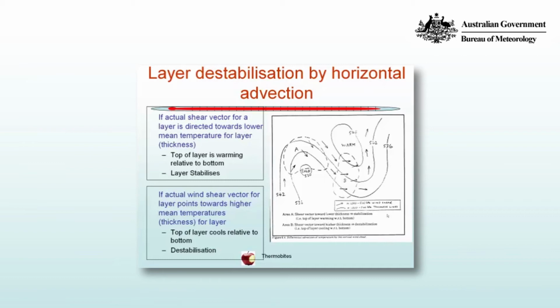So in region A, you can see that the wind blows from high values of thickness, or warm conditions, higher temperatures, to cooler values of the thickness, or cooler temperatures. So in that region, there's differential advection producing stabilization. Whereas in area B, the wind's blowing from lower temperatures to higher temperatures, or lower thickness to higher thickness, and so we see destabilization.